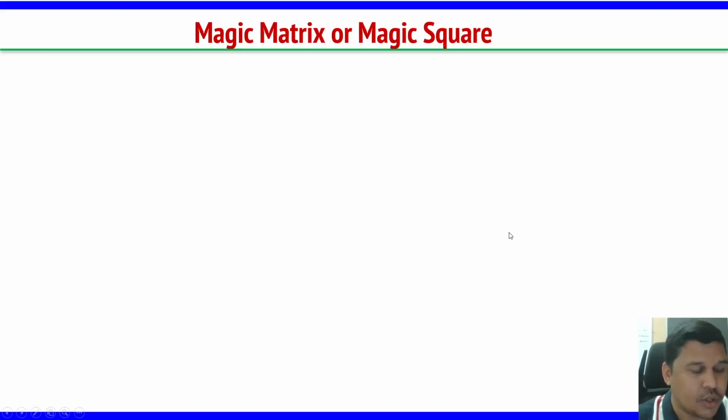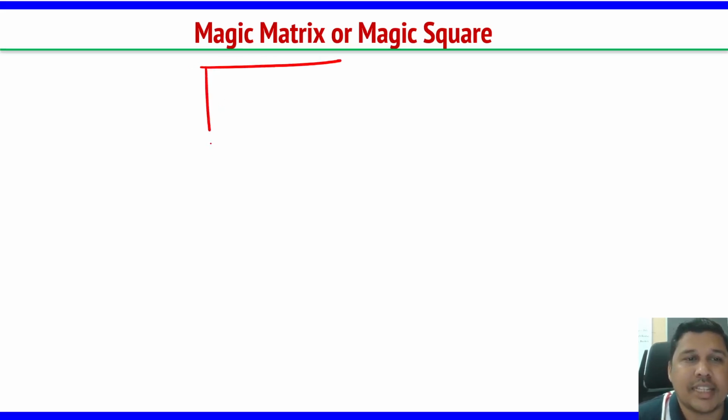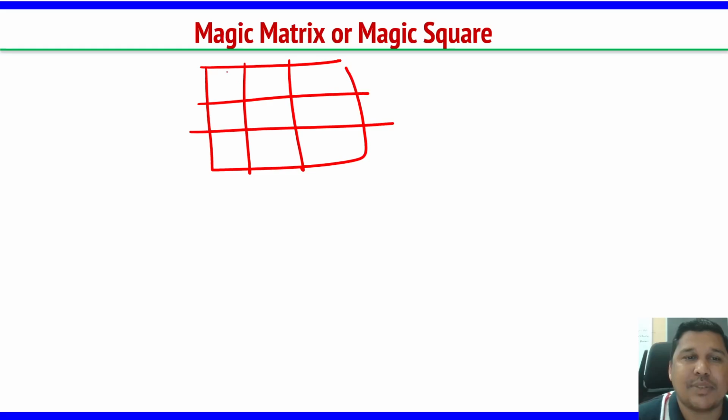Magic matrix. So what is a magic matrix? Generally, a magic matrix is a matrix in which the sum of rows, the sum of columns, as well as the sum of the diagonal elements is the same.